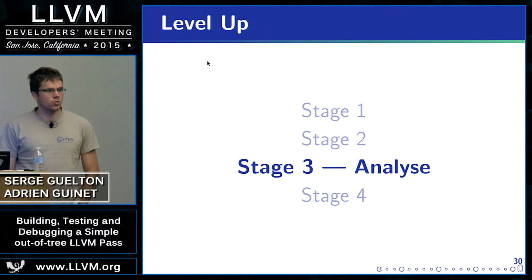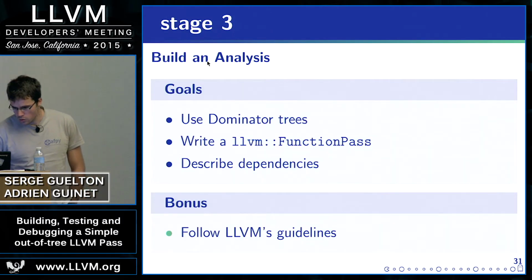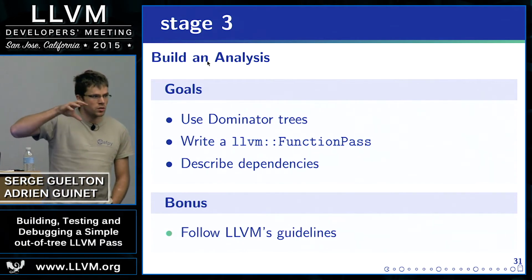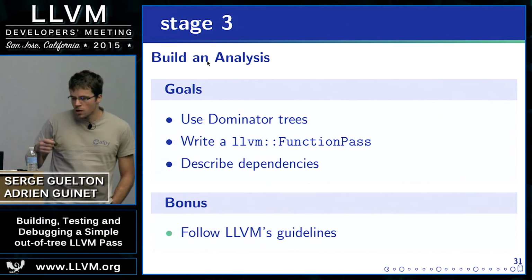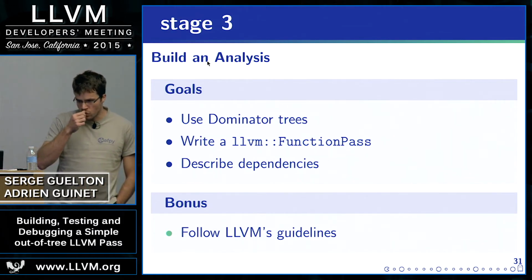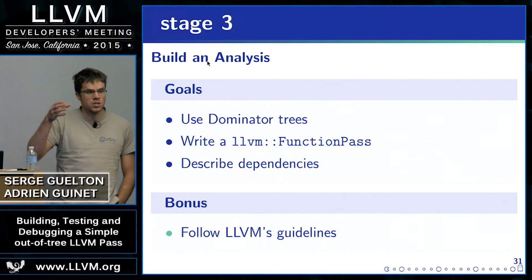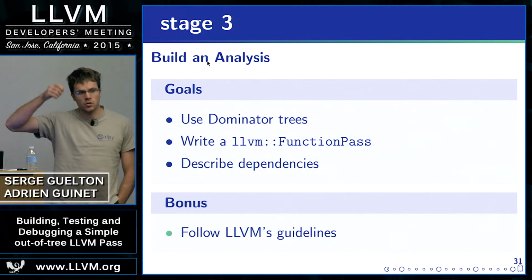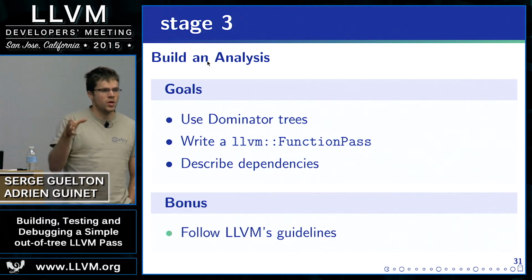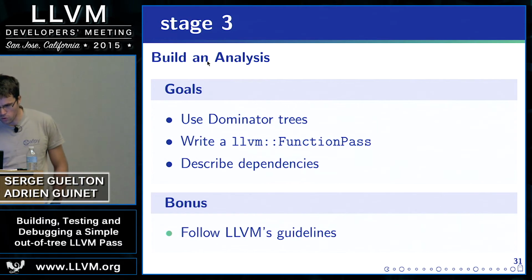So now let's go to an analysis: how to write an analysis out of tree. What we will learn in that part is how to depend on an existing analysis, how to write a function pass, what the difference is between an analysis and a transform, and how to describe the dependencies between your pass and other analyses. And as a bonus, we will talk a bit about LLVM coding rules, and how to follow them or not to follow them.